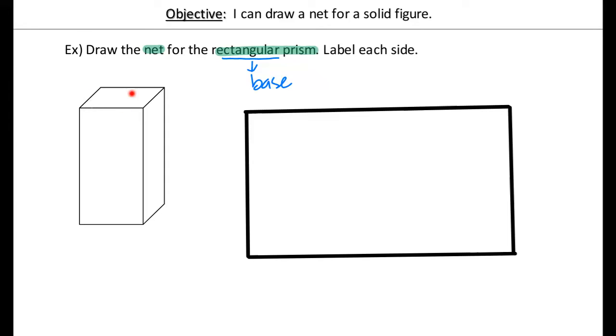Notice though, this is a rectangular base. So I need to have 2 of the sides longer than the other 2. Notice these 2 sides are longer. This side is congruent to this side, and then this side is congruent to this side. So I actually have 2 longer rectangles than the other ones. So I'm going to draw kind of a wider rectangle here. And then my next one is going to be smaller or thinner.